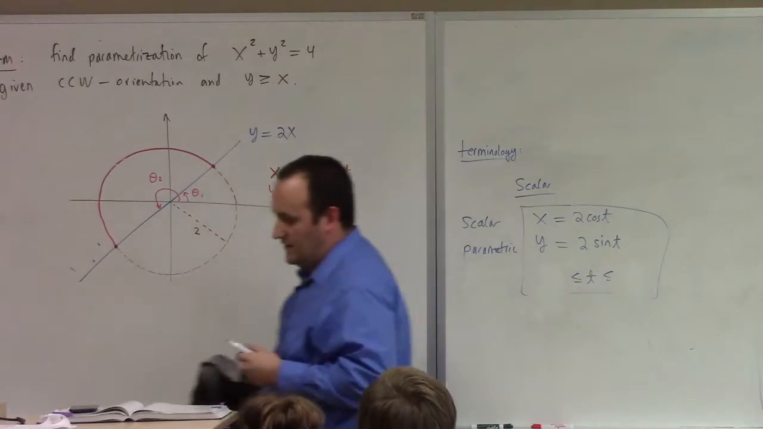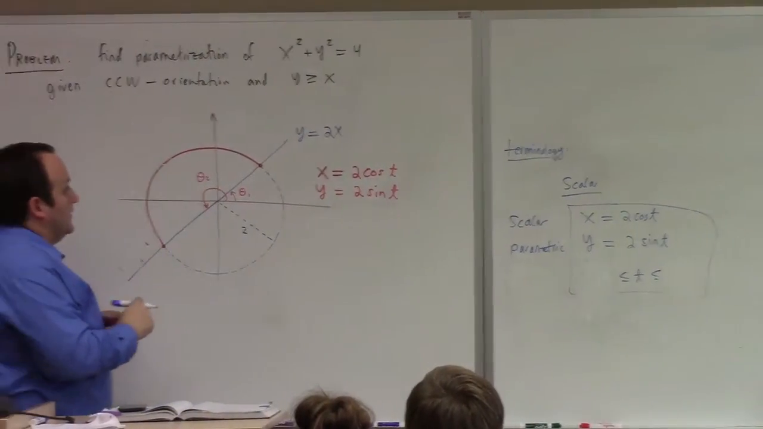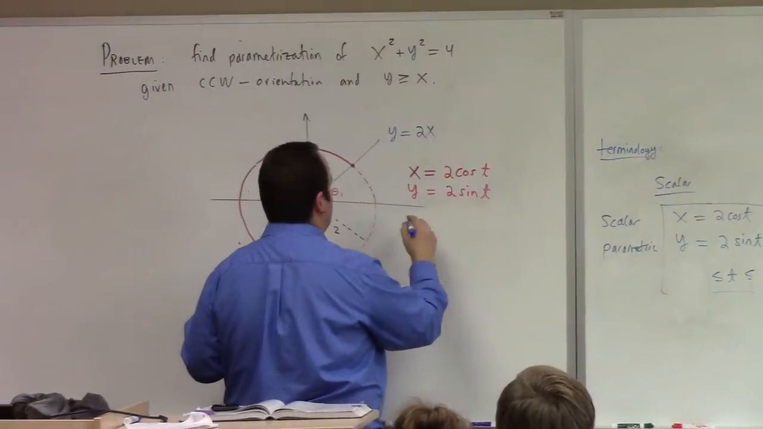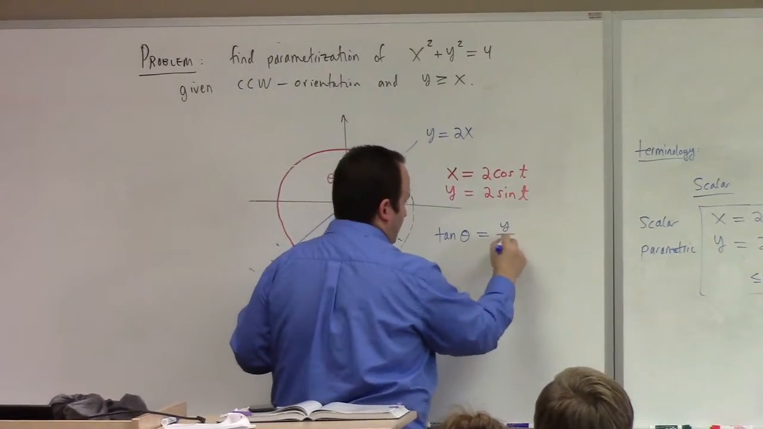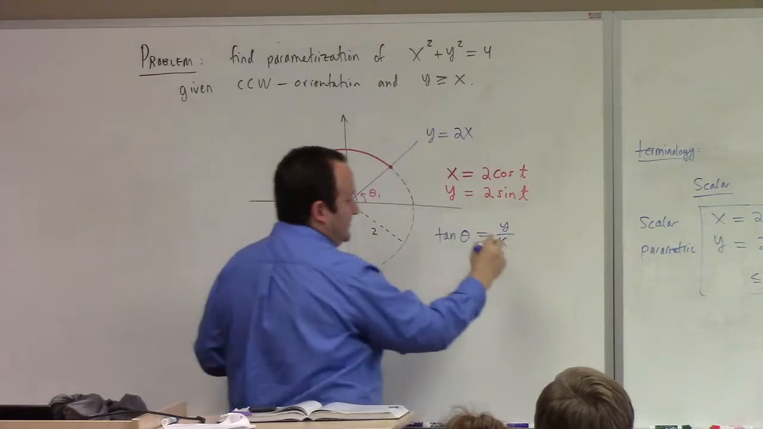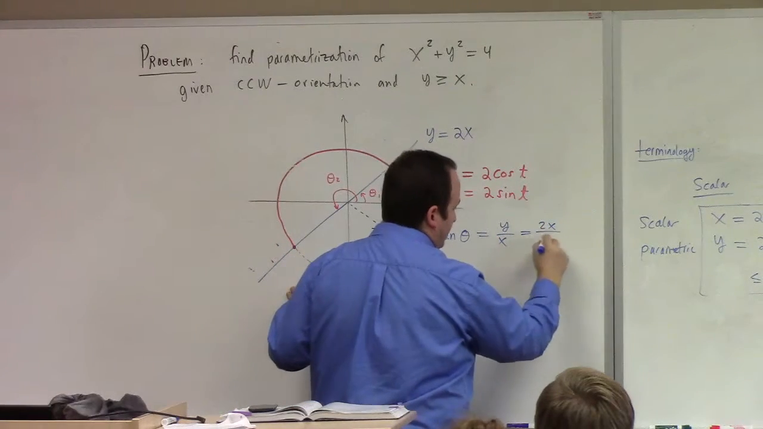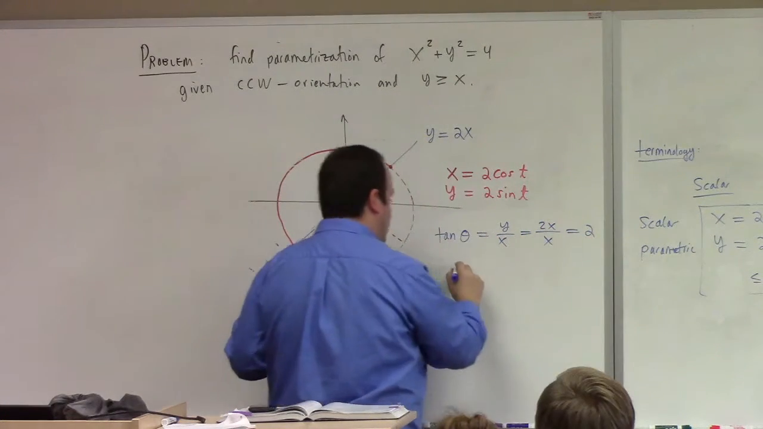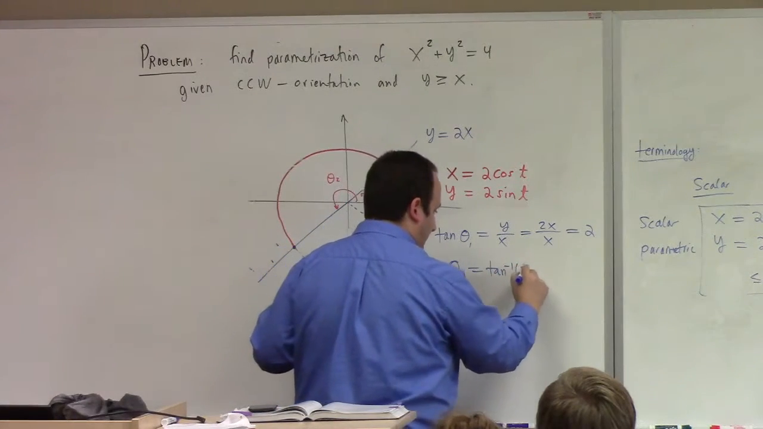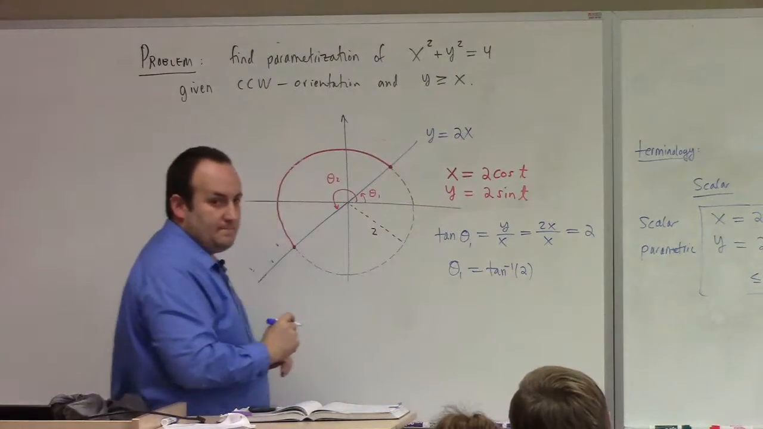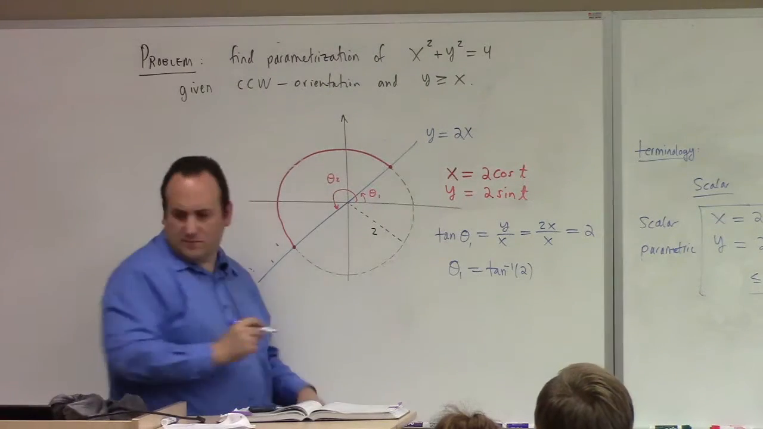All right, so if I had 2x instead of x, then I know that the tangent of theta is y over x, right? But that's y equals 2x, so that would be 2x over x, otherwise known as 2. So theta 1 would be the inverse tangent of 2, right? Whatever that is.